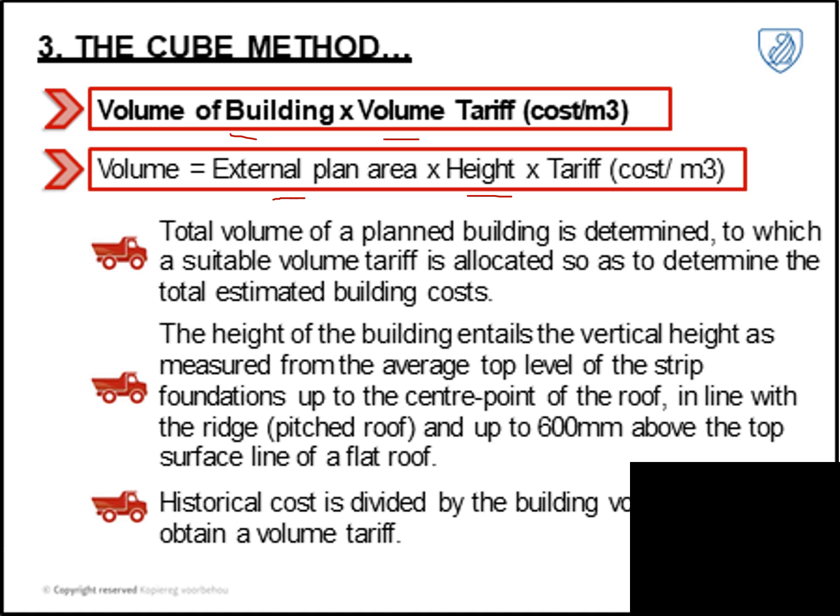So the total volume of the planned building is determined, in which the suitable volume tariff is allocated so as to determine the total estimate cost. The height of the building entails the vertical height as measured from the average top level of your strip foundation to the center point. So that's that formula that I've spoken about. The historical cost is divided by the building volume so as to obtain the volume tariff.